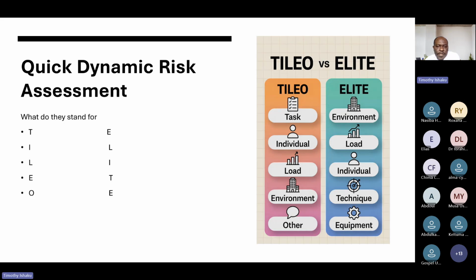The E stands for the environment where the task is being performed. And then the O, which is for the tile, stands for the others or equipment. In the acronym, the first E stands for the environment, and then the last E stands for the equipment, which is nicely shown in this picture. So they are all the same.